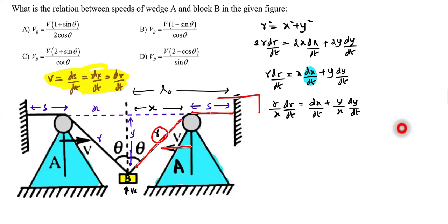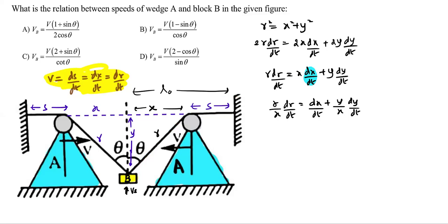How much length of this string will increase? That much length of this string will decrease. So in terms of magnitude, we'll assume like this. Then how much will this length increase? That much this length will decrease. Even dx by dt also we can write as v.